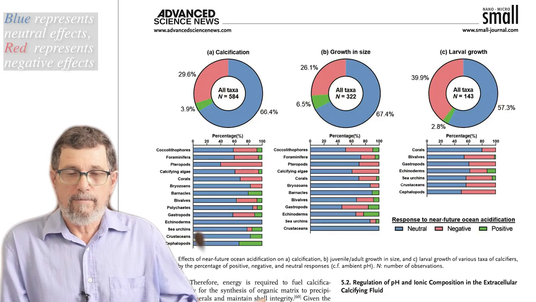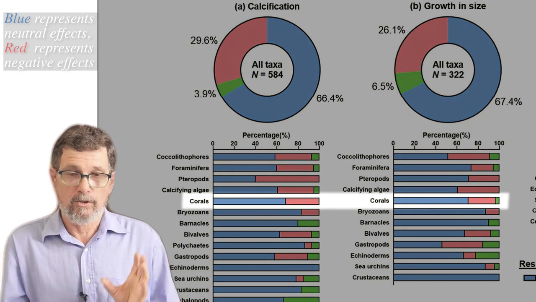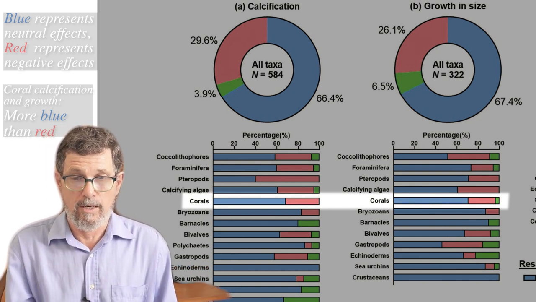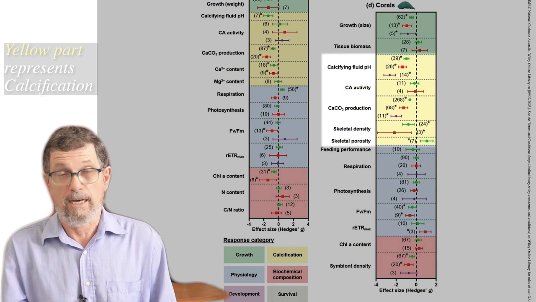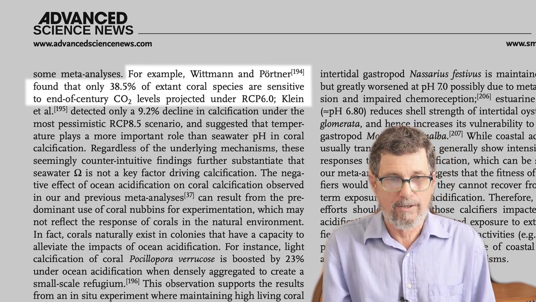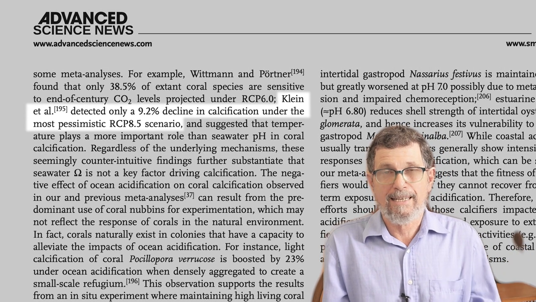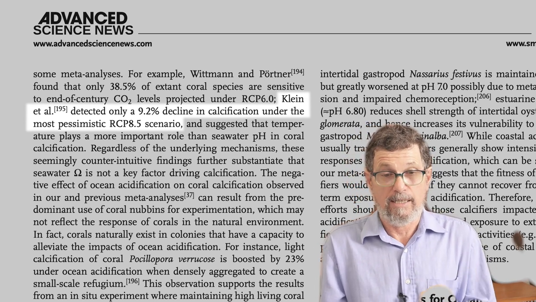So lots of experiments have shown adverse effects, but lots have shown no effect. For corals, and for calcification and growth rates, there were more experiments that showed no difference, no adverse effects due to carbon dioxide, than showed an effect. But if you crudely added up and averaged all the experiments, you could say that there was a reduction in calcification. But quite frankly, the data is all over the place, and it's really difficult to know what to think at the moment. For example, one group found almost 40% of the species are sensitive to the end of century carbon dioxide levels. Another group found almost a 10% decline in coral calcification rates under, albeit extremely unrealistic, carbon dioxide levels.